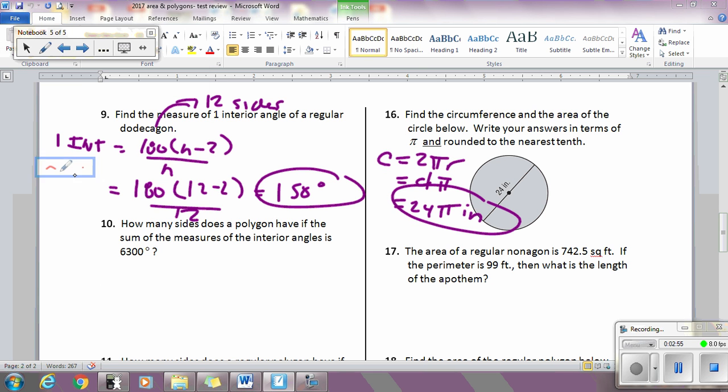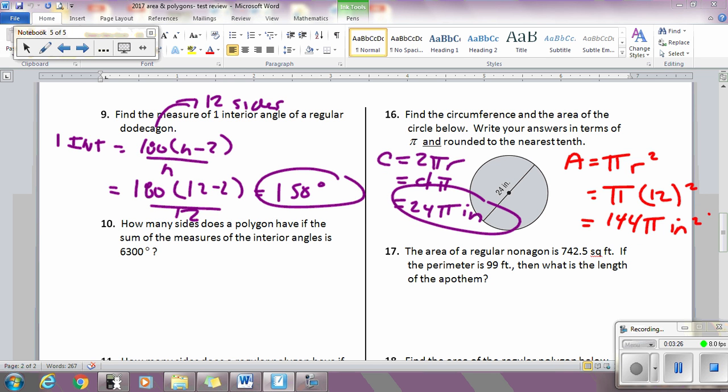We'll do the rounded to the nearest tenth version in just a moment. Let's go over to the area. The area formula of a circle is pi times radius squared. So that's pi times, well, our diameter is 24. That means our radius is 12. And 12 squared is 144. So in terms of pi, it'd be 144 pi inches squared.